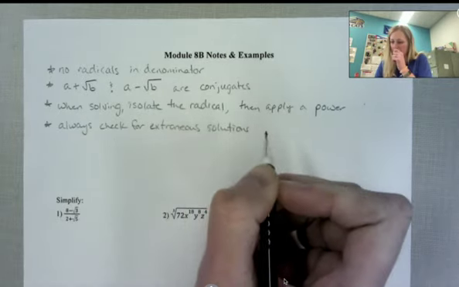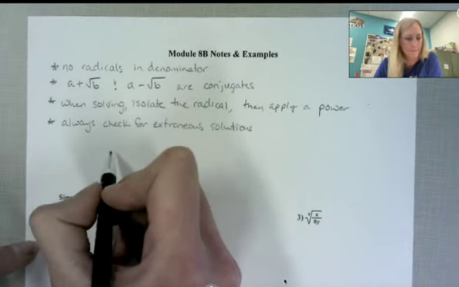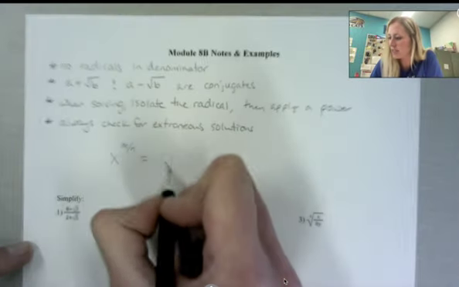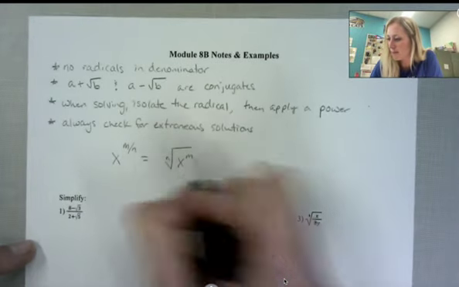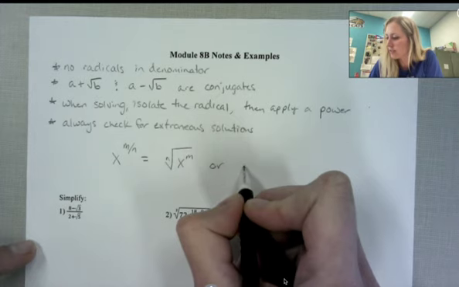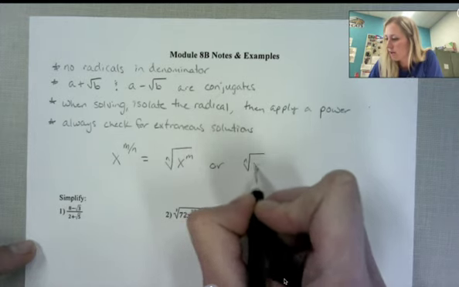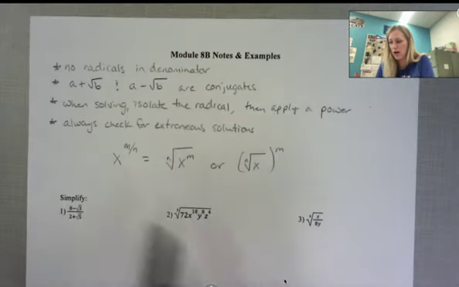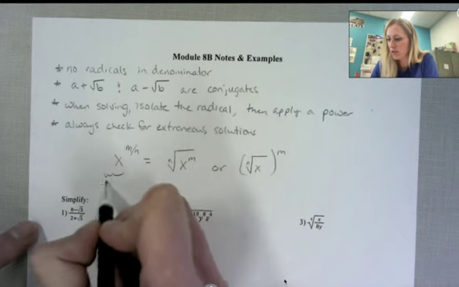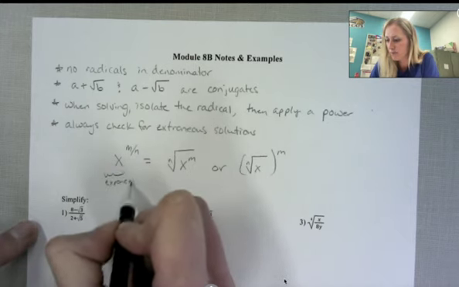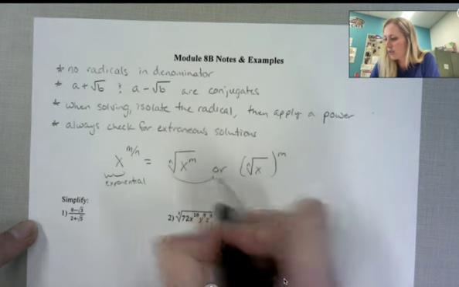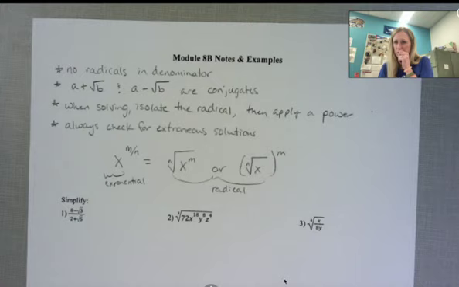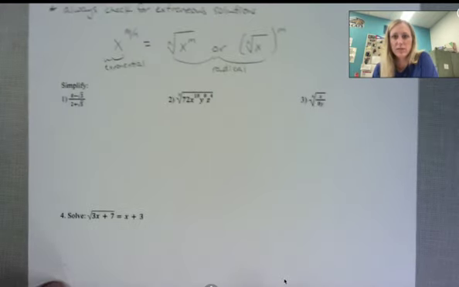Okay, and then when I have a power, something like this, remember I can rewrite that as the nth root of x to the m, or I can also write it as the nth root of x and then in parentheses raised to the m. So those are all equivalent. This would be exponential form, and this would be radical form. Okay, all right, so we're going to use some examples here to revisit some of the properties.